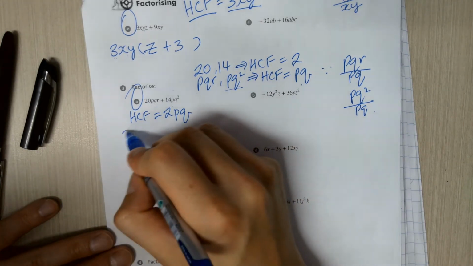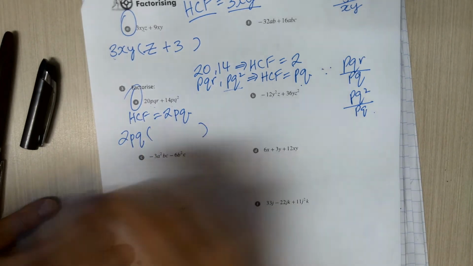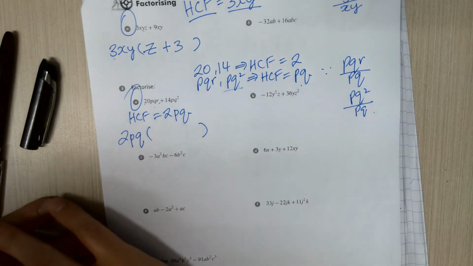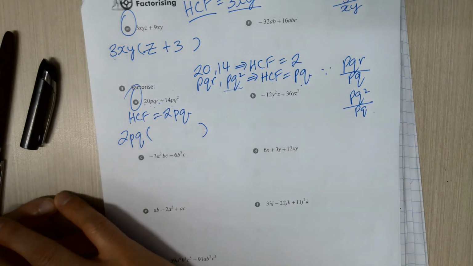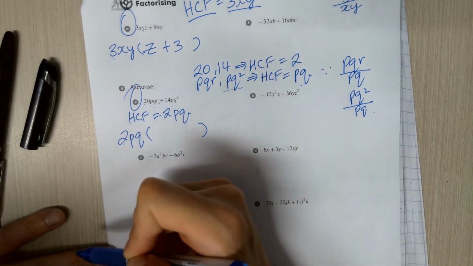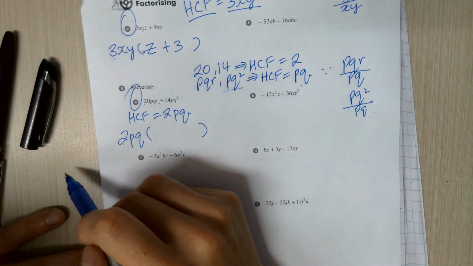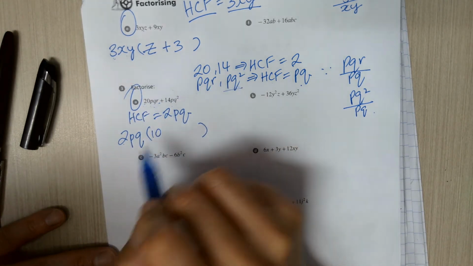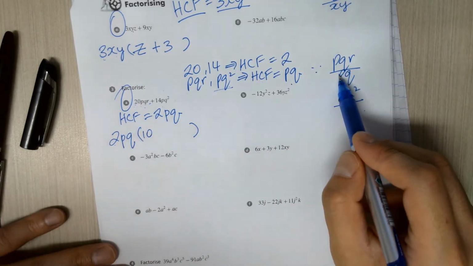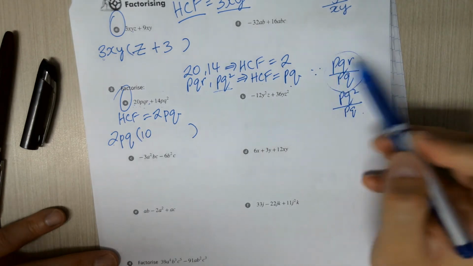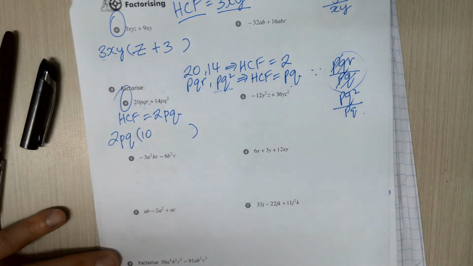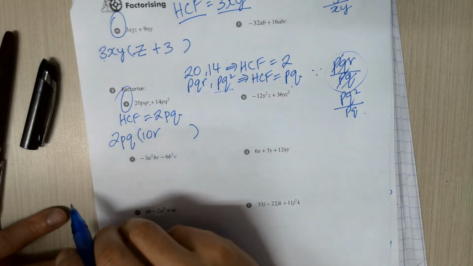So I'm going to take 2PQ outside of the bracket and have the bracket 20PQR divided by 2PQ. So you're going to do it separately again, numbers by numbers, letters by letters. So 20 divided by 2 will give you 10. PQR divided by PQ. P divided by P is 1. Q divided by Q is 1. So it's just 1R, which means it's just R. So your answer would be 10R.